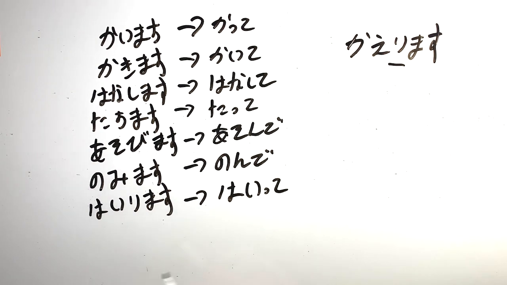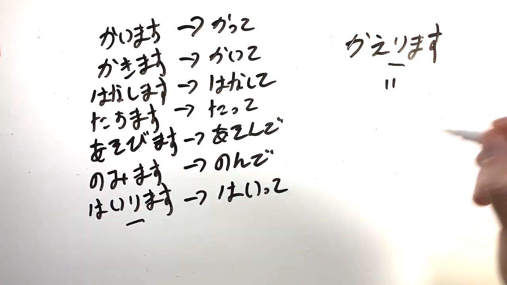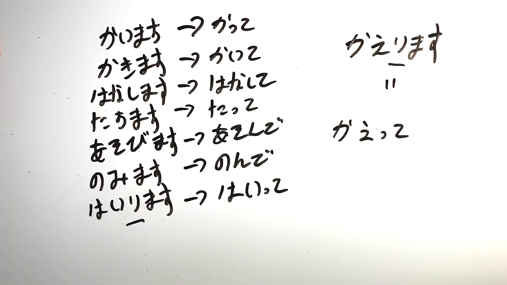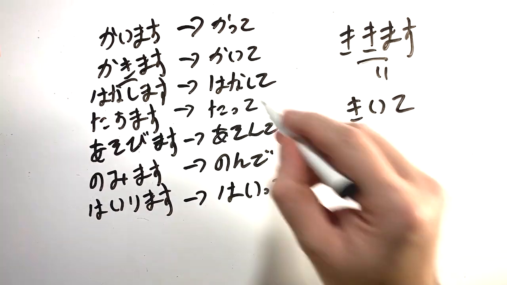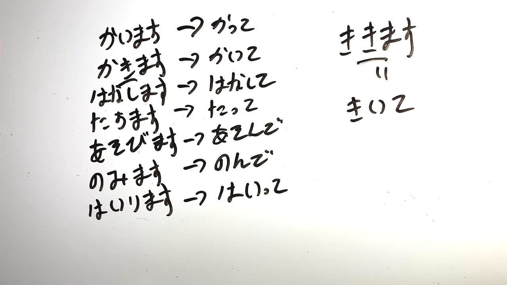Kaerimasu is similar to hairimasu because both of them have ri before the masu. So hairimasu becomes haitte, so kaerimasu will become kaette. Kikimasu becomes kiite. And so on. You basically use it as a pattern. Now this does require you to memorize a couple of verbs, but these are common, useful verbs that you'll use in your everyday Japanese anyway, and it'll give you some base vocabulary to work from. I hope you found this video useful.